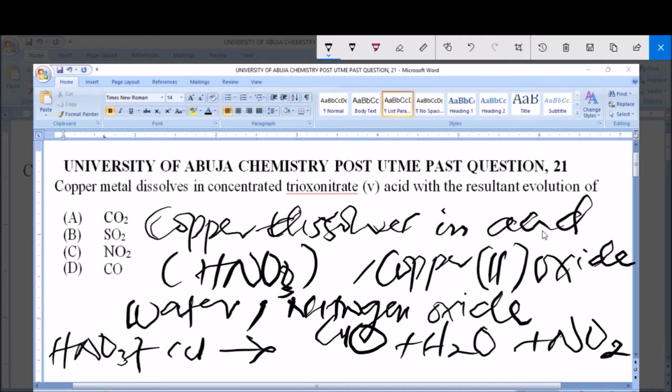So the question is saying dissolves to the evolution of what? Now these are the products. We have copper(II) oxide, we have water, and we have NO2. The only one that is actually found amongst our options is option C. Option C, NO2, is the correct answer. NO2 will be evolved when copper dissolves in concentrated trioxonitrate(V) acid.